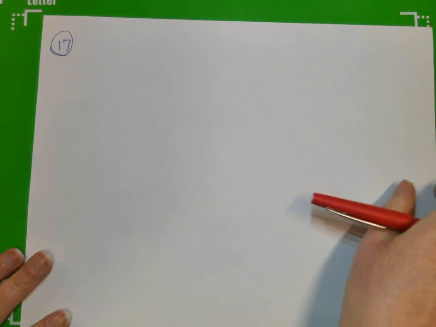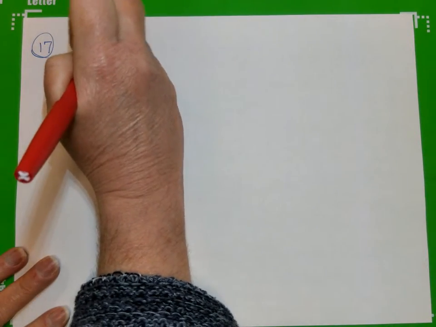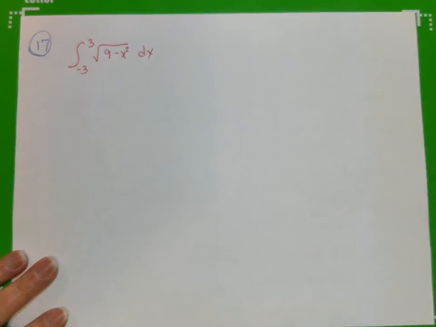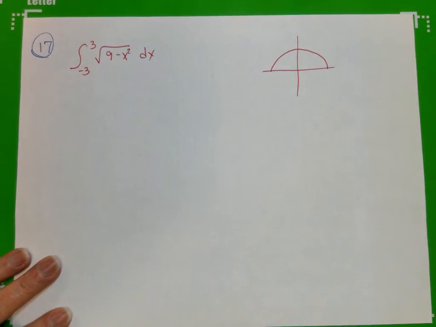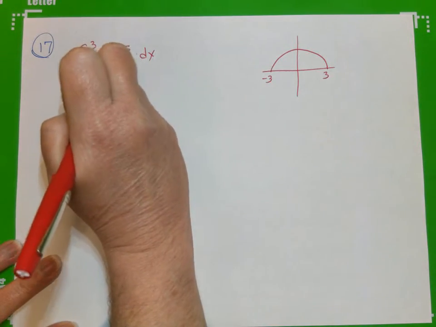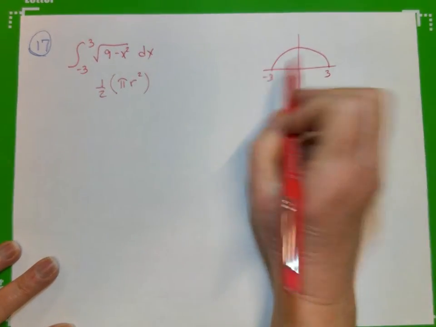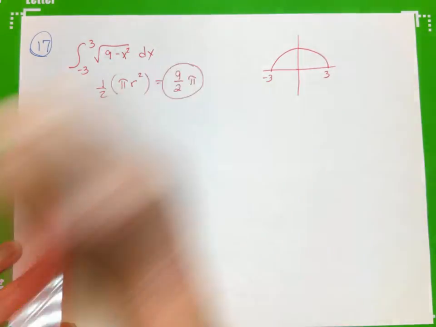Let's take a look at number 17. Number 17 says we want to find the integral from -3 to +3 of the square root of 9 minus x squared dx. What is that? Well, I hope you all remember that's nothing more than half a circle. It's the top half of the circle since we have the invisible plus sign in front of it. We're going from -3 to +3. That would simply be 1/2 pi r squared. Well, r is 3, so that would be 9/2 pi. Final answer.